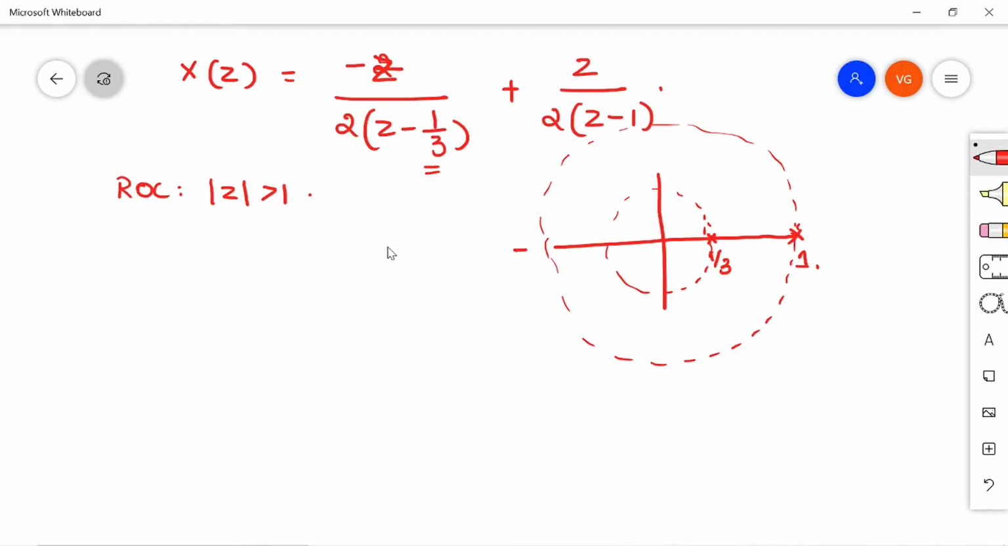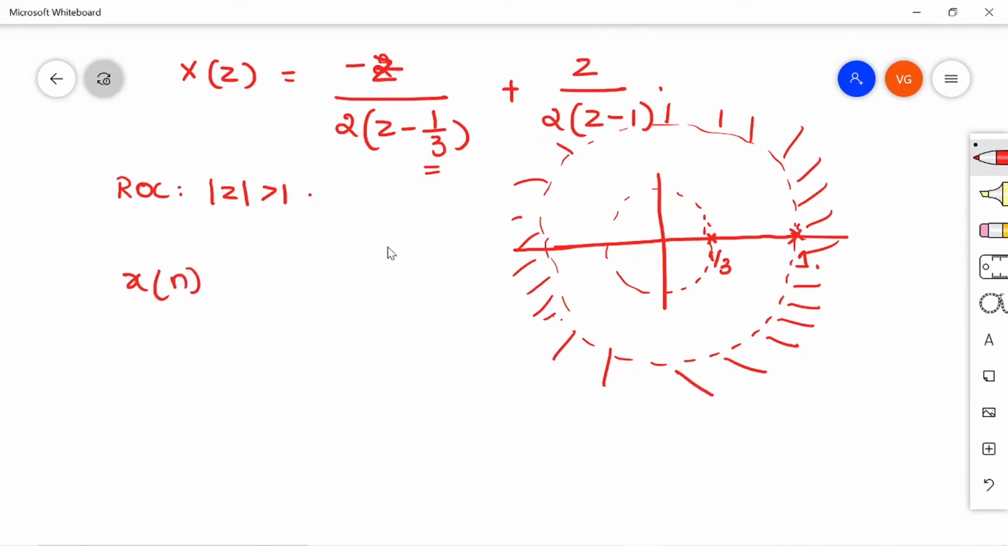So now what have they given? They have given mod z is greater than 1, means here after 1, right? So this is your ROC. So for this we have to write down your x of n. So here, if you see from the origin, this is the origin here. From the origin, if you are finding a pole first, then you take it as u of n, that is, the ROC will give you the positive time sequence of x of n, right? Then after that, after the ROC, if you are finding a pole, then you take the negative side sequence.